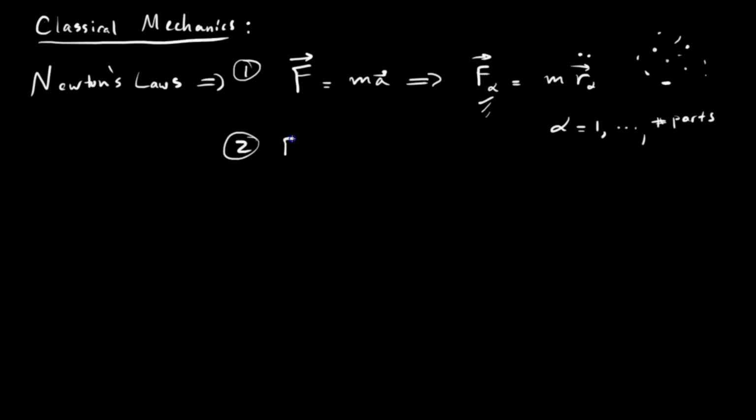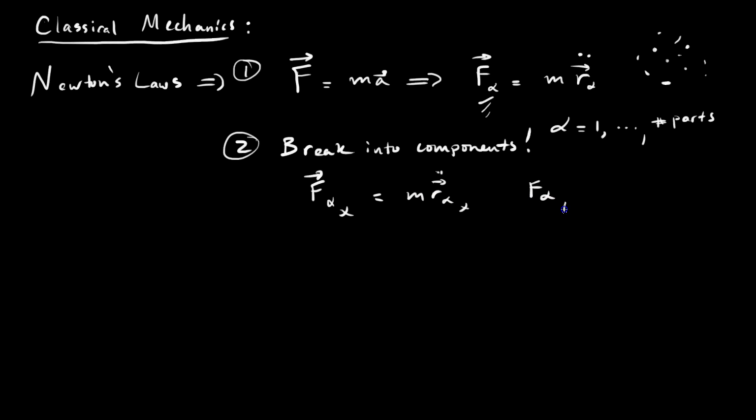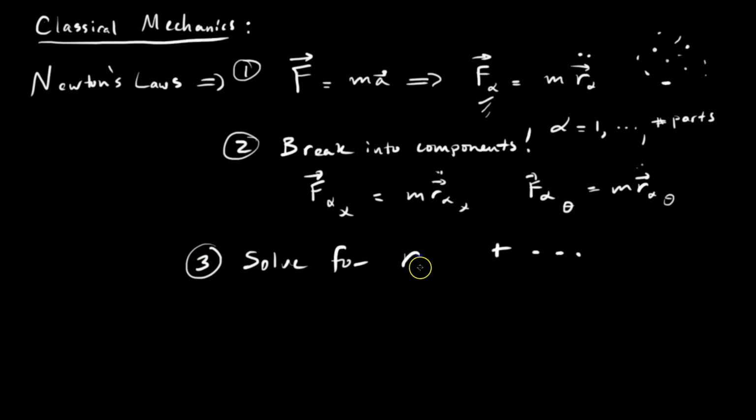Second step is to break up into components. If we have some kind of complex system, we want to break it up. For example, F alpha x is equal to m r alpha x double dot. We want to break it up into the x component. We want to break it up sometimes into the theta component, the angular components, right? It's just very tedious, and so on for all the components that we need. And then we solve for r alpha, right? The whole point is to solve for a position.